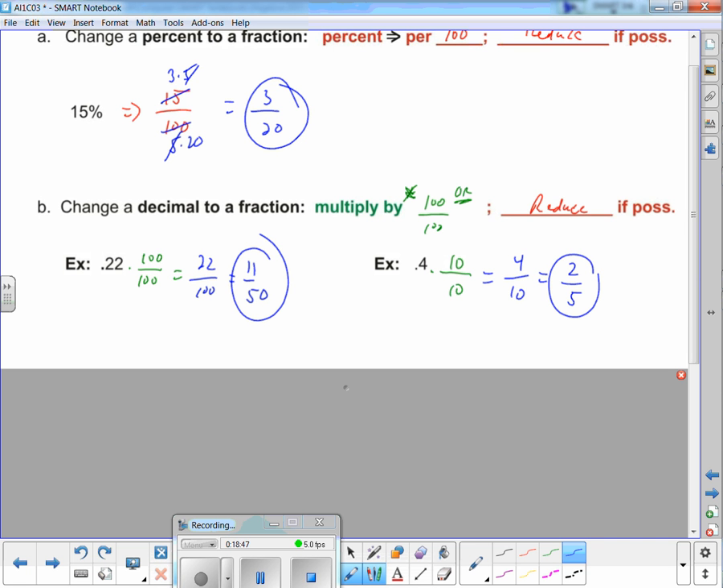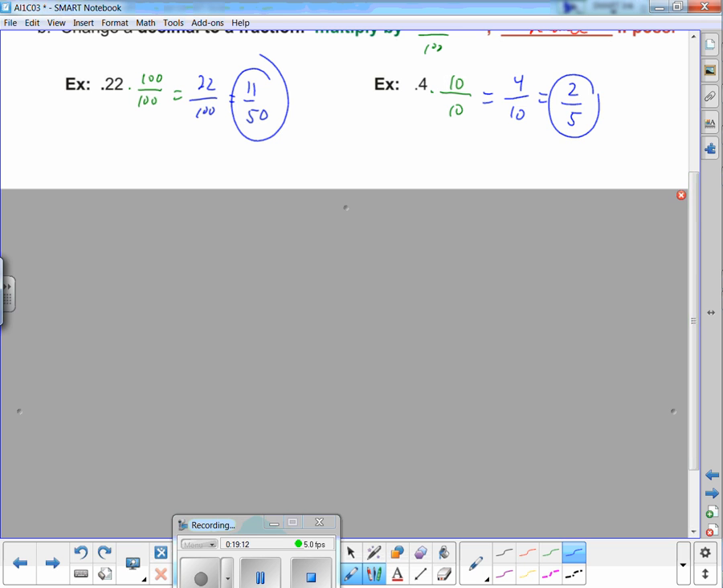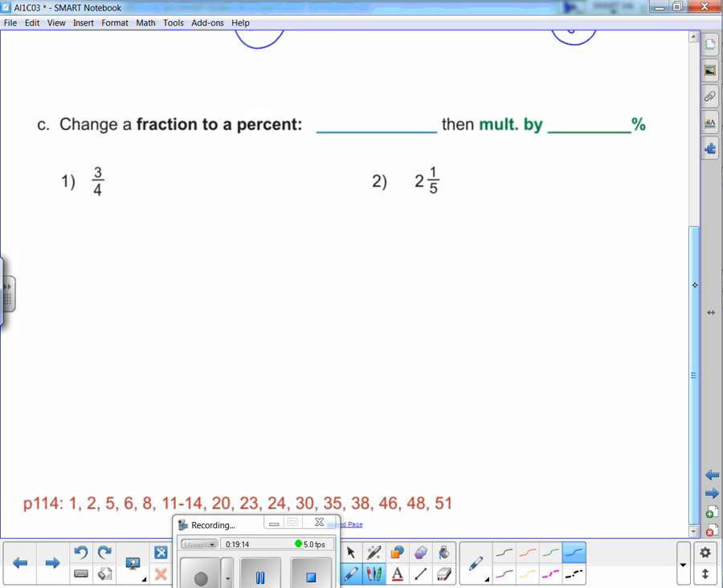You know, what if I have like 0.175? Then I need to multiply by 1,000 over 1,000, right? Because I have 3 decimal places. 1 decimal place, 10 over 10, 2, 100 over 100, 3, 1,000 over 1,000. Because you got to get rid of that decimal place. That's the point. As many zeros as will get rid of that decimal place. Any questions on that?